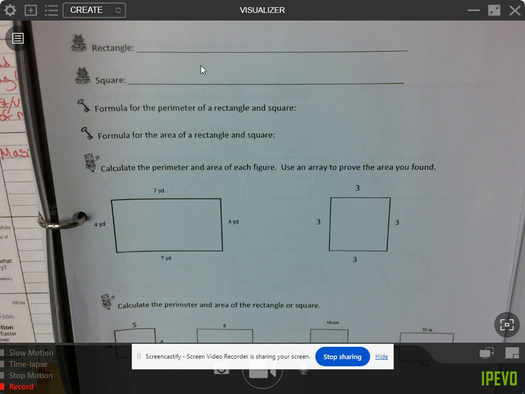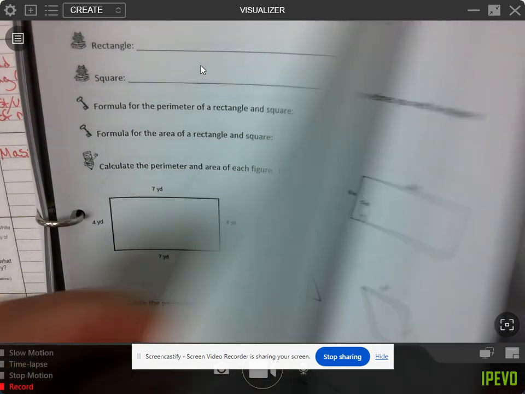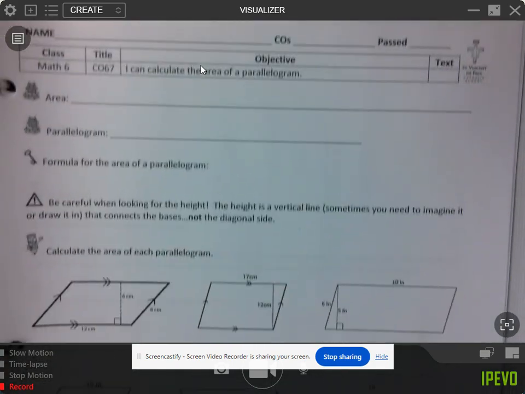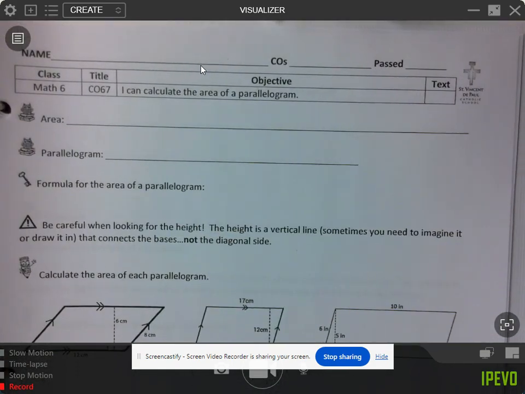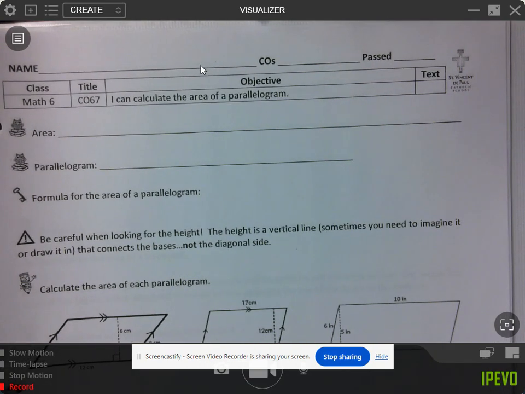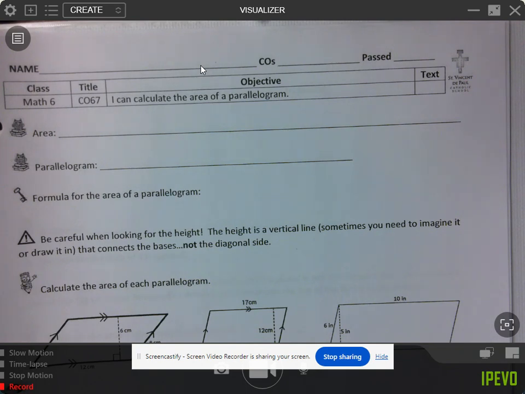Let's look at CO67. Calculating the area of a parallelogram. Now the parallelogram has 4 sides like a rectangle. What doesn't it have that a rectangle has to have? Think about that definition of the rectangle we just talked about. What does a rectangle have to have that when we look at our parallelogram, it does not have?